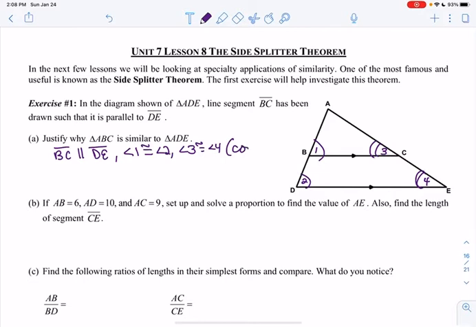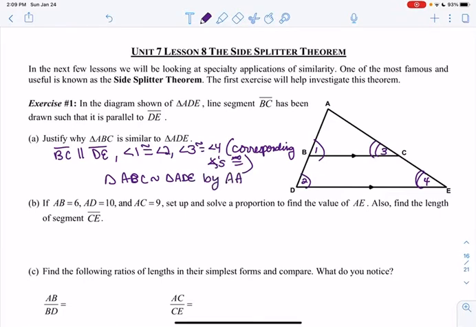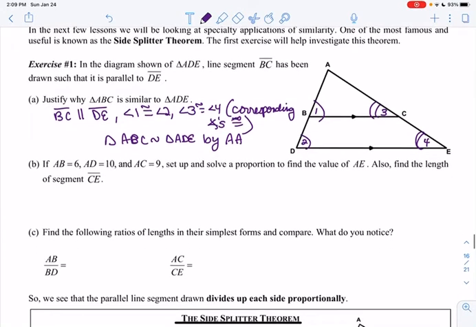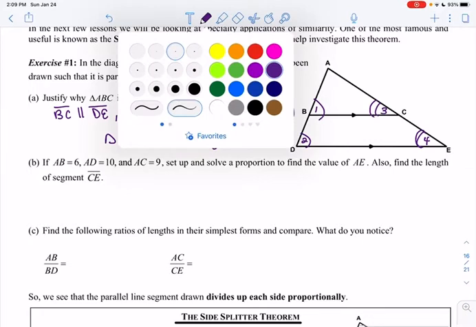So the lines are parallel, therefore all the rules for parallel lines hold true. They are corresponding angles. Therefore, triangle ABC, oops, that should be a B, ABC is similar to triangle ADE by angle-angle. They also share angle A, but I didn't need to write that because I already had two angles. So let's put some information on our picture.